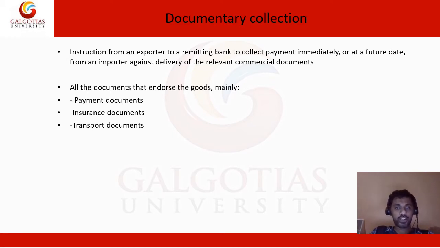A documentary collection is an instruction from an exporter to a remitting bank to collect the payment immediately or at a future date from an importer against the delivery of the relevant commercial documents. These are all the documents that endorse the goods, mainly payment documents, insurance documents, and transportation documents, and we'll focus on the transportation documents. Before that, the three important documents of greatest importance, as I told you, are the bill of lading, the freight bill, and the free on board terms of sale. Let us quickly move on to each one of them.